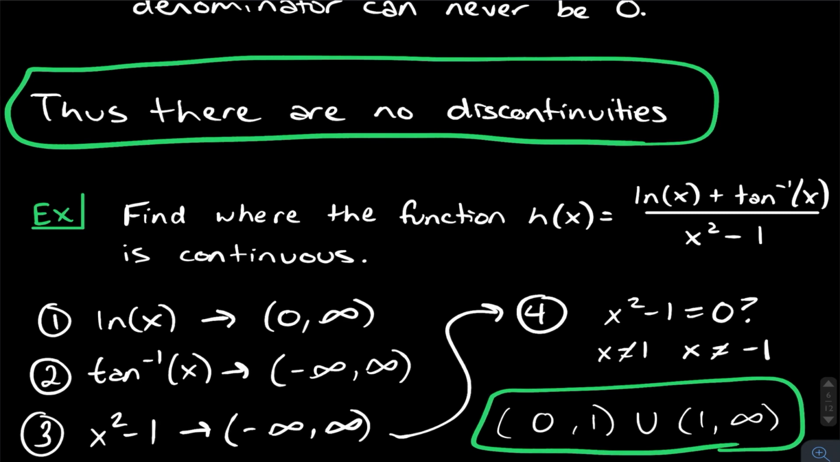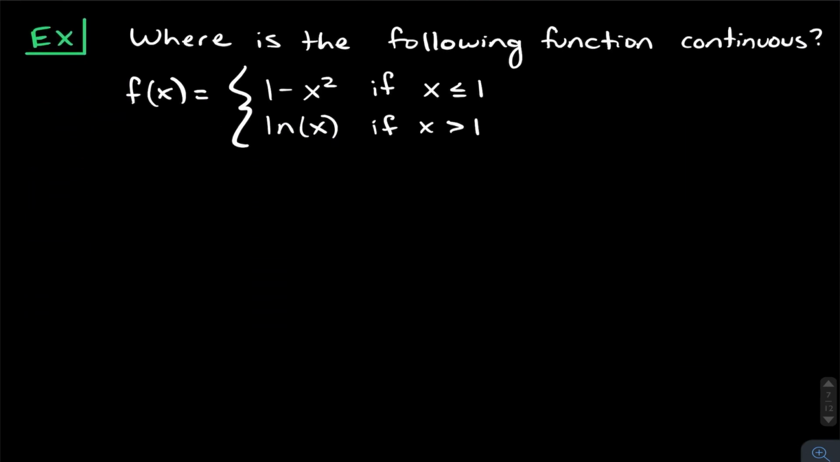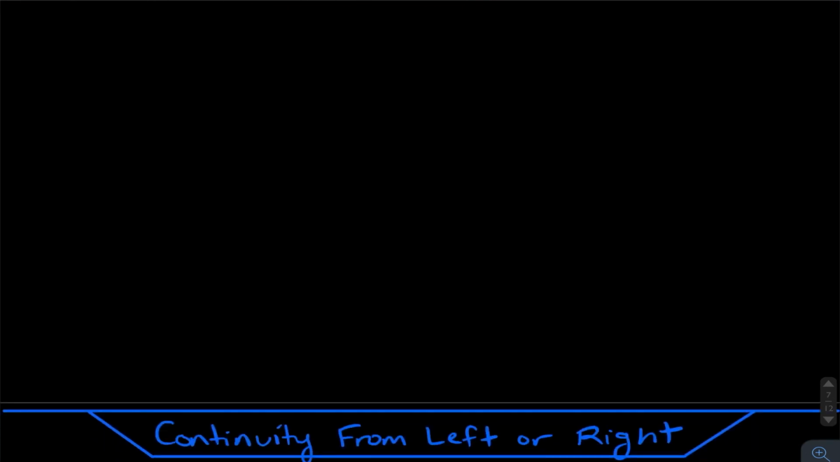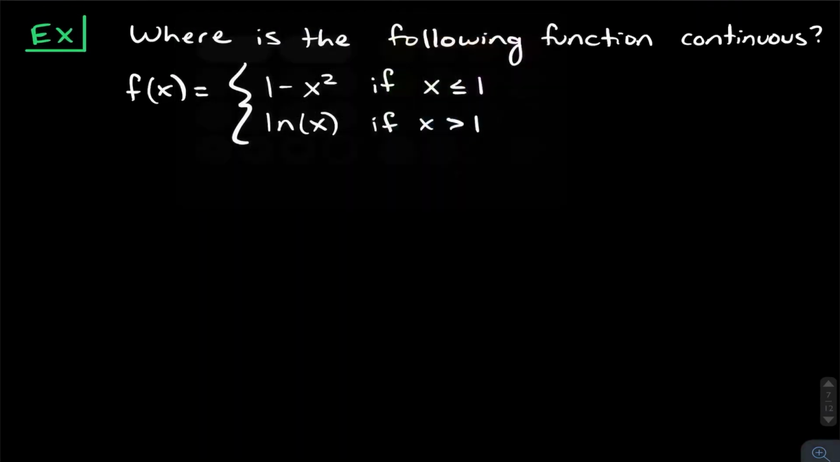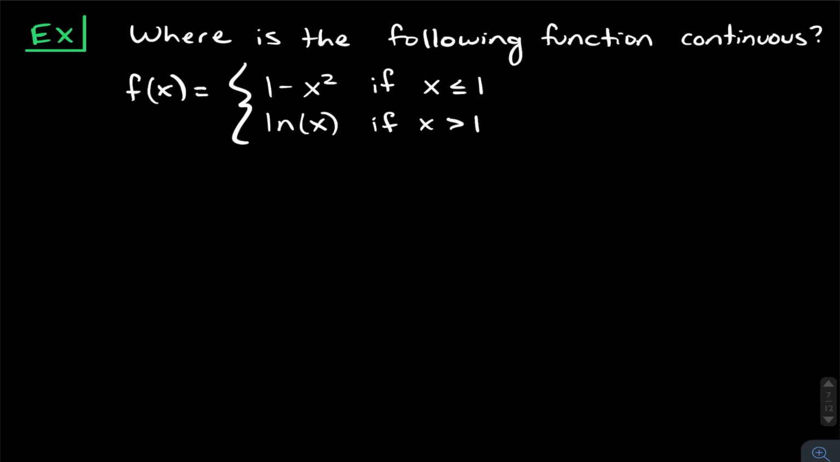All right. So moving on to, I think, our last problem for the green section, and then we're going to move on. I think we have just a few more sections after that, and then you hopefully will have a very good grasp on continuity. Where is the following function continuous?